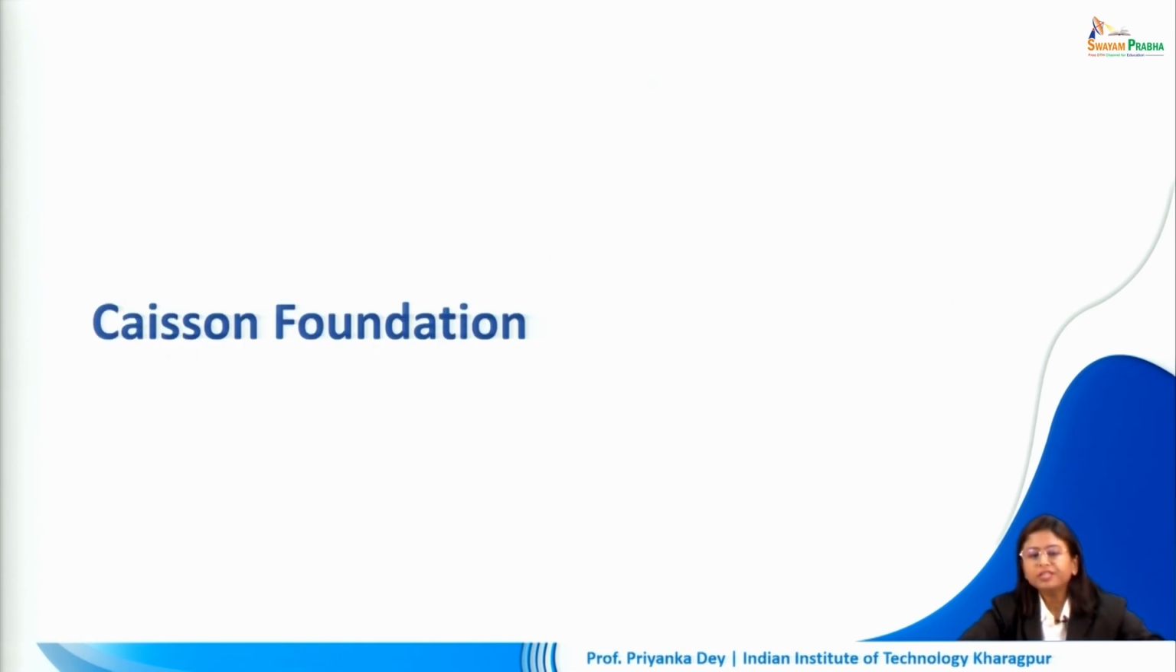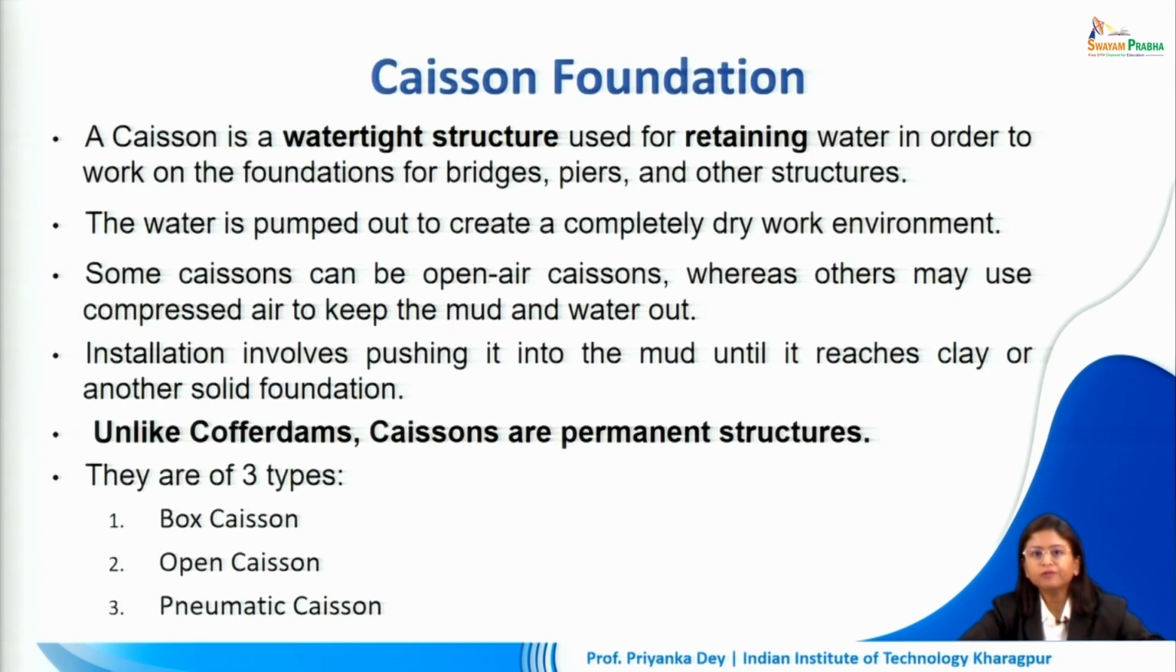So this is a cellular cofferdam. The last type of deep foundation we will study is the caisson foundation, and these are watertight structures which are used for retaining water in order to work on foundations, bridges, piers, etc. The water is pumped out to create a completely dry work environment, and some caissons can be open air, whereas the others can be such that we use compressed air to keep mud and water out of it.